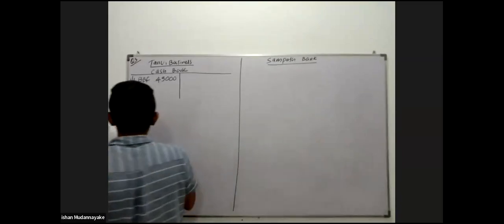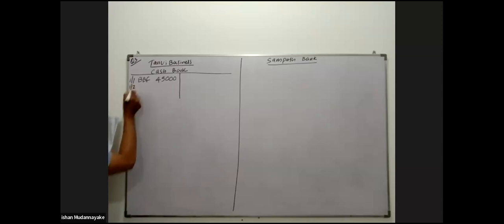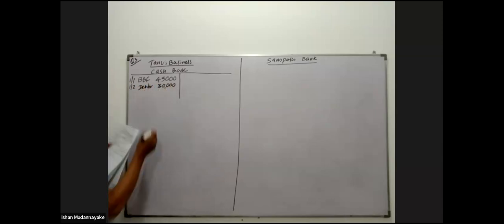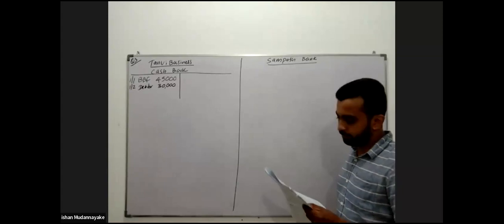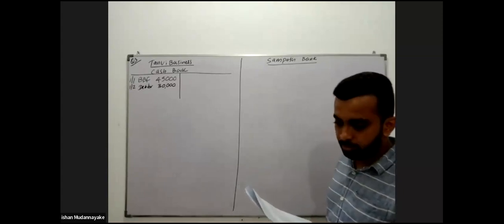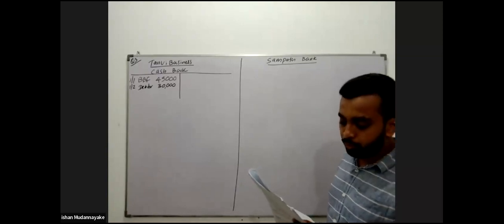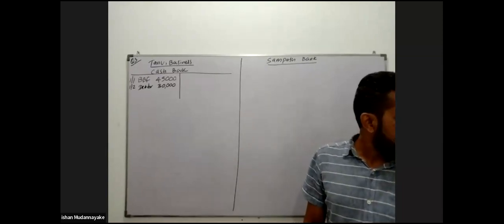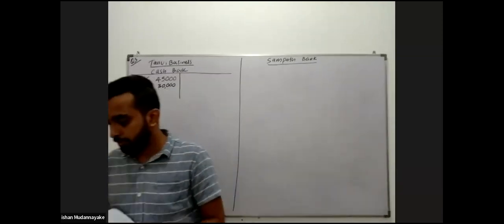Then here, 2nd January, debtor, 30,000. Cash book debit 30,000, debtor. Right. Then 1st January cash book opening balance 45,000. 2nd January received 30,000 cash from debtor. Okay then, right.